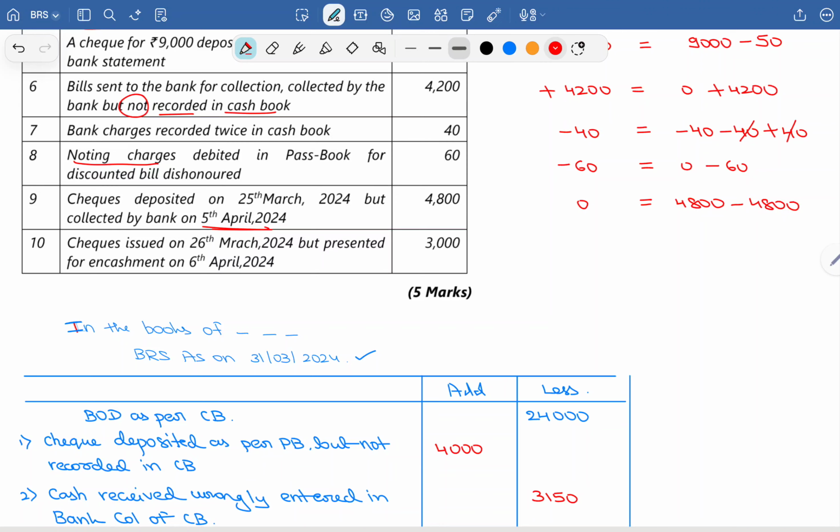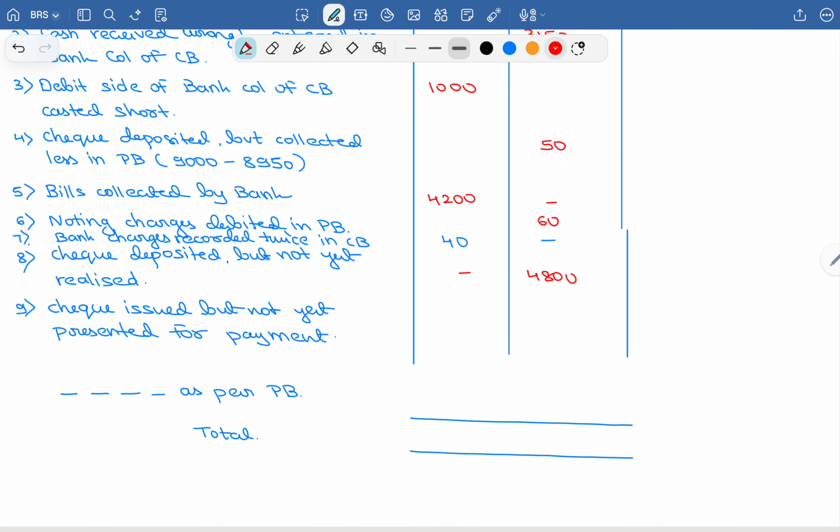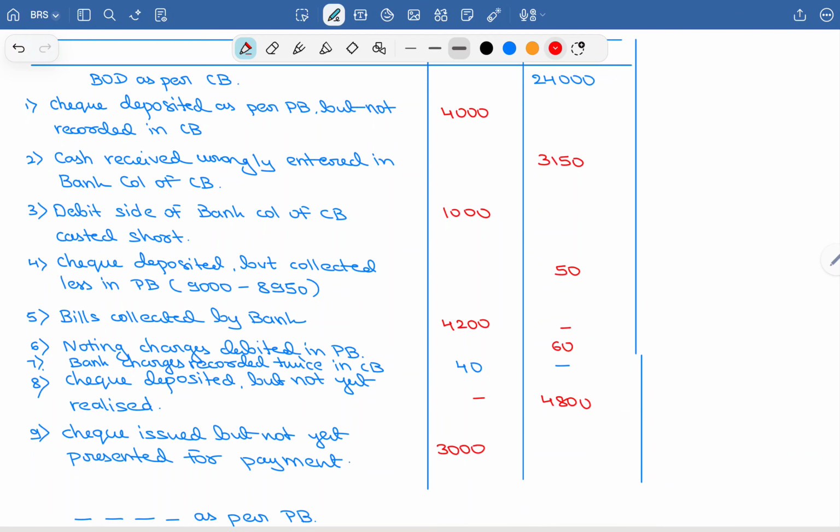Last adjustment, check issued but not presented for payment and they are presented on 6th April. So when we issue the check, we make the entry in the cash book, minus 3,000. In the passbook there is no adjustment yet, since they are not yet presented for payment. To make them equal, we will add it here, 3,000. So add column 3,000. Now just check out the balancing figure, which side is heavier.